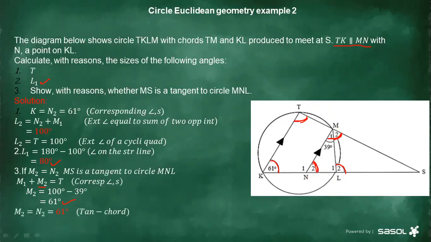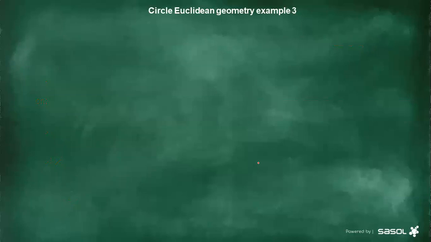Then remember, angle N2, we have also determined previously. It was 61. Then we are saying, therefore, angle M2 equals angle N2 equals 61 degrees. Therefore, the reason is tan chord, meaning we have proved that the line MS is a tangent to MNL.